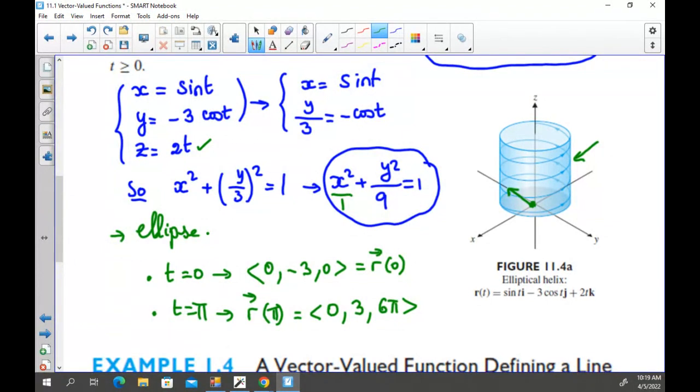x is, sorry, why am I putting 6 pi? Yes, thank you. It's just 2 pi. Okay. So it was 0, what was it? 3, yes. And then 2 pi. So it's going to be a vector up like this.